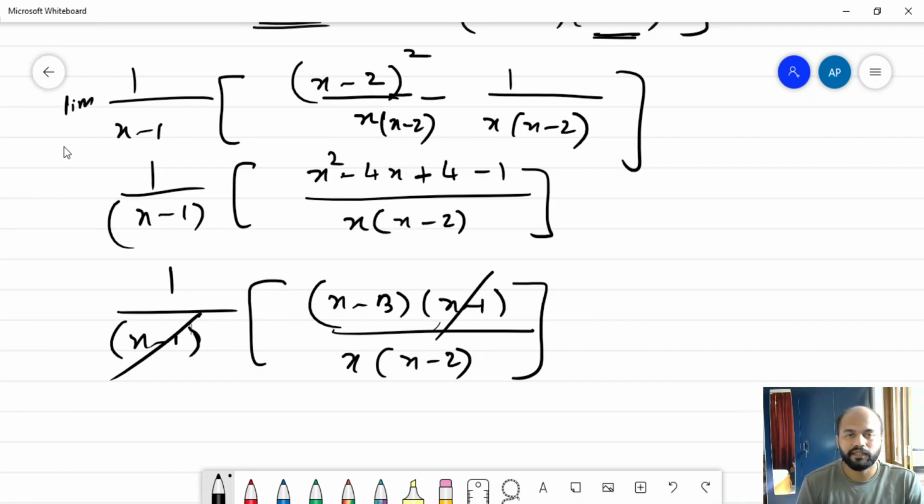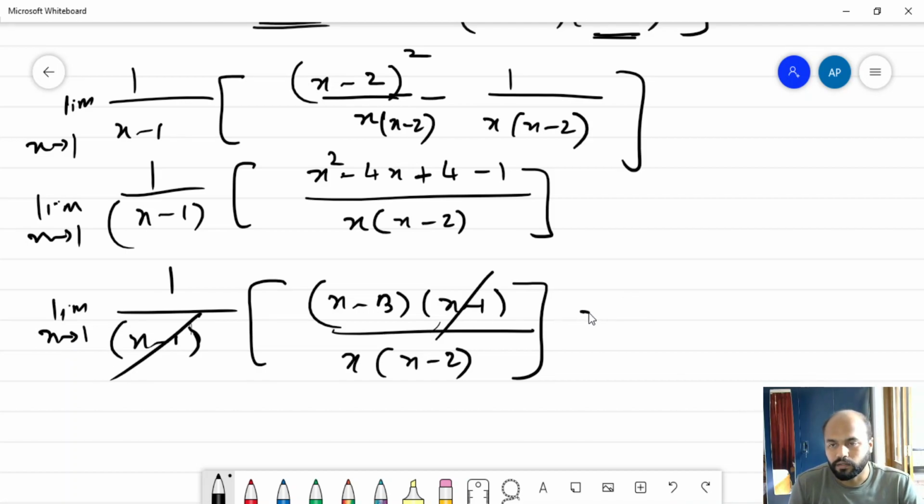Put x as 1. So we know that limit x is tending to 1, so we have to write it everywhere. Now once you put 1, on top we're going to get minus 2 by 1 into minus 1. So the answer of this question is 2.